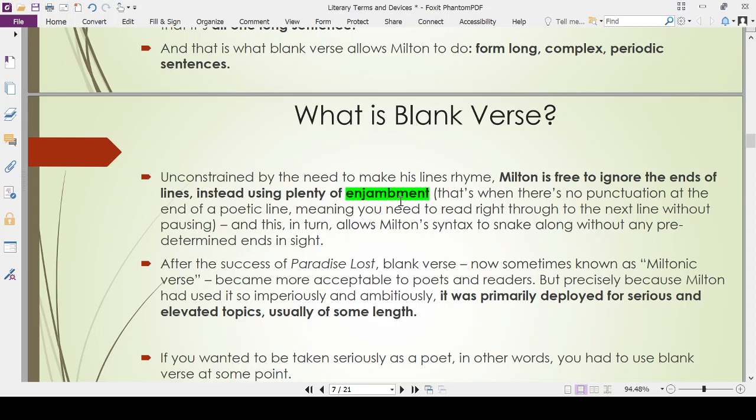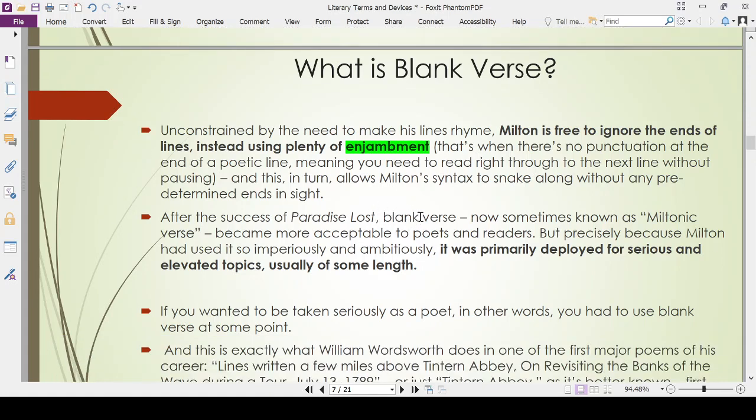Okay, so Milton is also free when he uses blank verse to create lines. Now, we will talk about this next week, but enjambment occurs when there is no punctuation at the end of a poetic line, which means that you shouldn't pause, you shouldn't stop, and you should continue reading to the next line. And so this allows Milton to shatter your presuppositions, because when you are reading a couplet, you know that the thought is going to be complete in the second line, so you have some understanding of when the thought is going to be complete. However, when there is blank verse involved, you have no idea when the thought is going to be complete, and so that's why it is more demanding on the part of the reader as well.